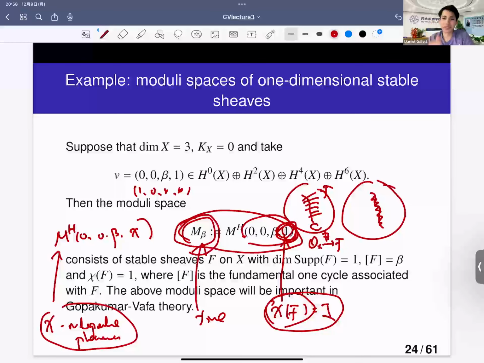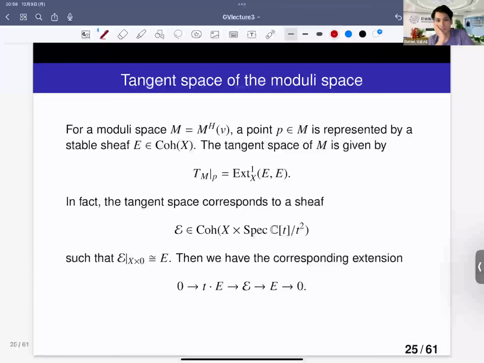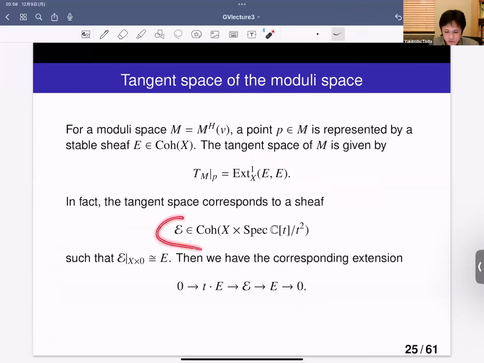Okay, great. Thank you. Very clear. So yes, we also have the notion of the tangent space. At each point we have this tangent space. This is identified with Ext^1. So this is explained by the fact that the tangent space corresponds to the first order deformation of the original sheaf E. So if we are given this sheaf, we have this extension, and that is the correspondence between the tangent space and Ext^1.